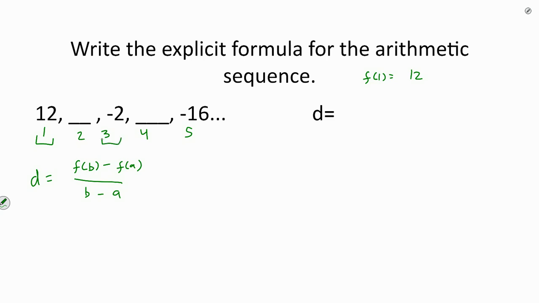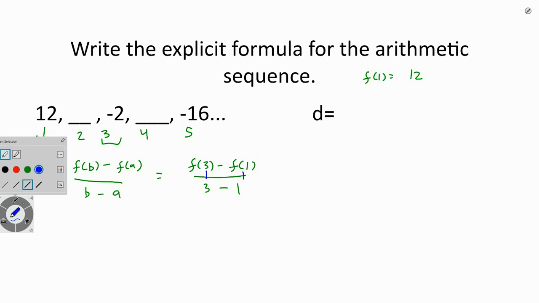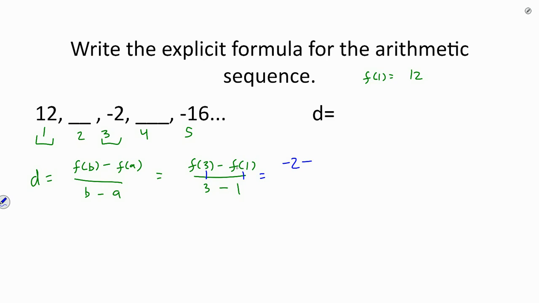So here's how the formula works. We're going to do f of 3 minus f of 1 over 3 minus 1. Now I want to point something out here. You notice how the 3's are stacked over each other and the 1's are stacked over each other. If they do not line up vertically, you're doing something wrong here. Now this is where that review comes in handy. What does f of 3 represent? Well, f of 3 represents the third term of the sequence, which in this case is negative 2. So it's negative 2 minus f of 1. Well, f of 1, the first term of the sequence, is 12, over 3 minus 1.